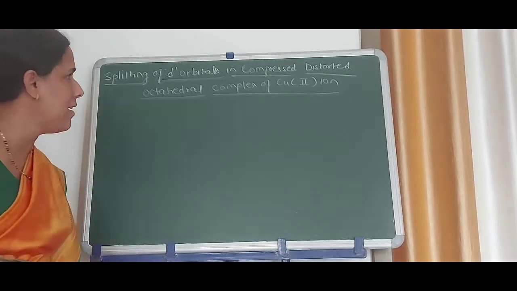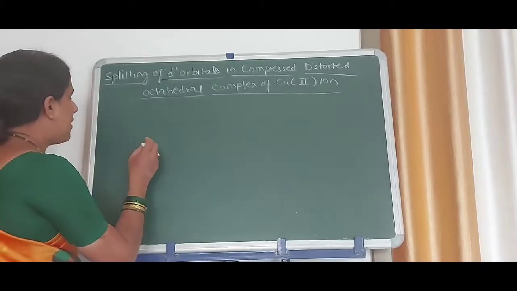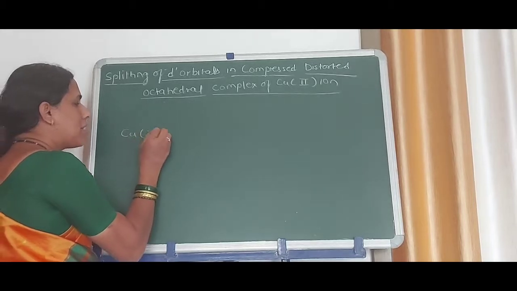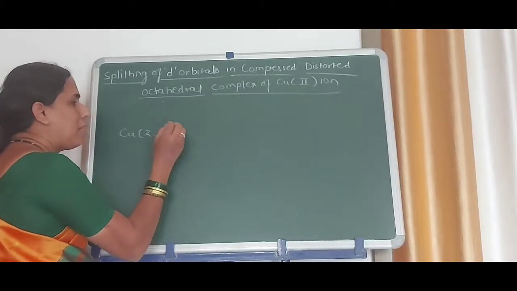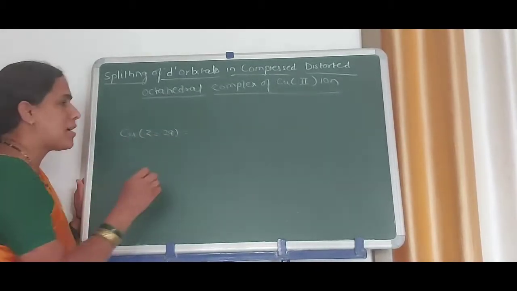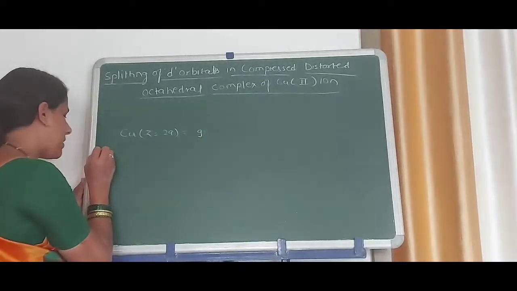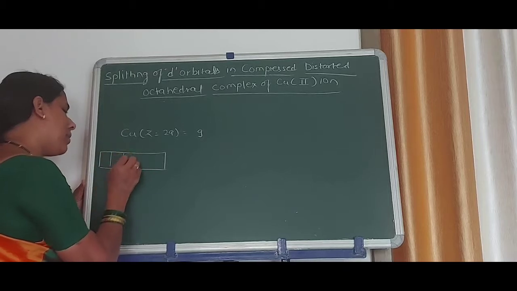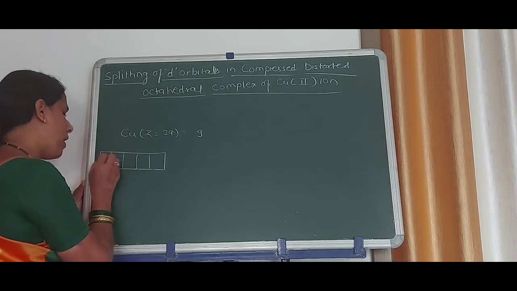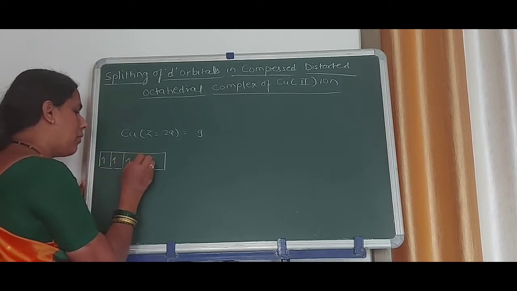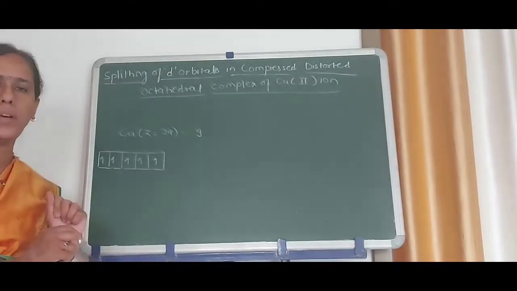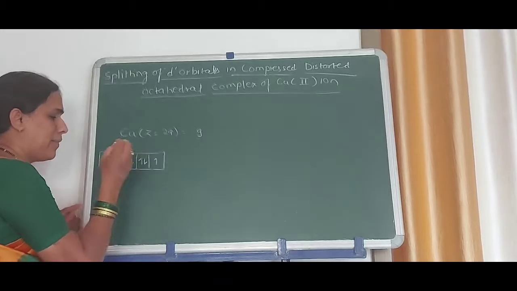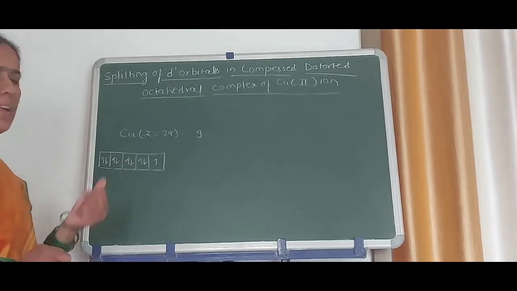So let us start here. First of all, we have to look at the 5 d orbitals of Cu, Z equal to 29. Therefore, the number of d electrons is equal to 9. We are placing these 9 d electrons in the 5 orbitals: 1, 2, 3, 4 and 5. Thus we have placed 9 electrons here.